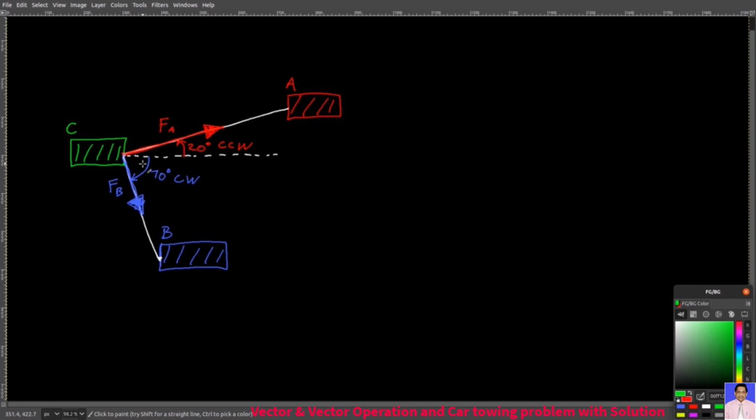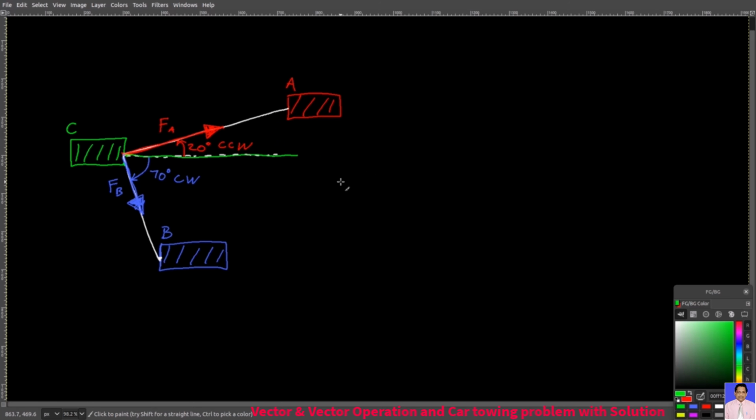However, it is super important that the car that is being towed, car C, follows the straight road. It cannot go to this side nor to that side. That cannot happen. It has to go along the straight road.